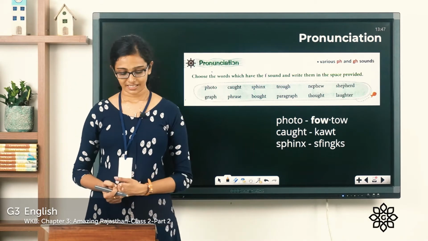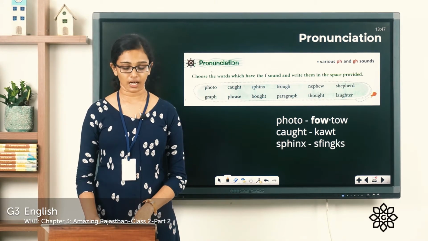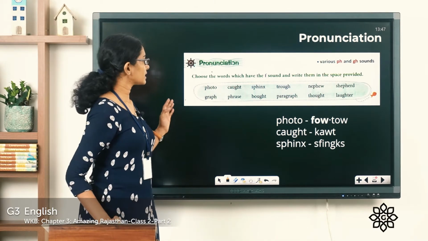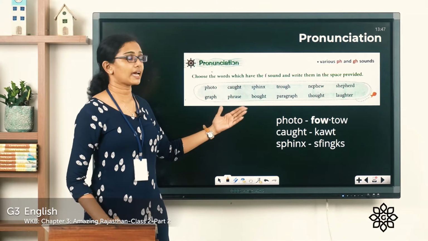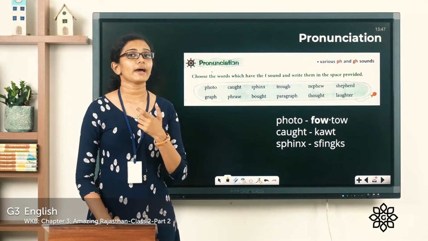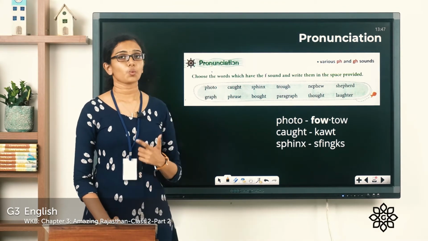Pronunciation. Let's read the question. Choose the words which have the F sound and write them in the space provided. You are given a set of words here. You have to pronounce these words and you have to circle or choose the words which contain an F sound. So now let's read each of these words one by one.